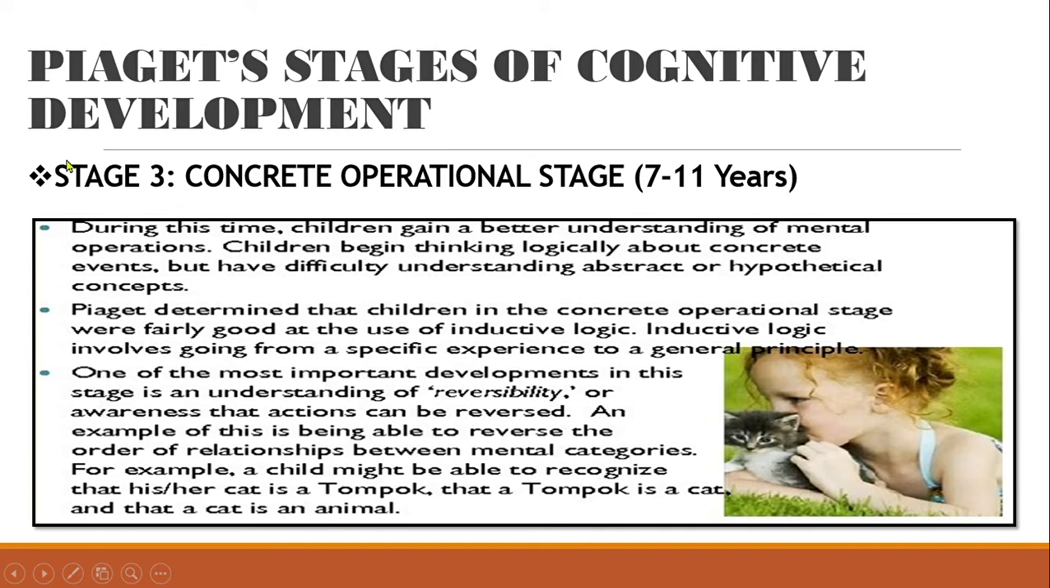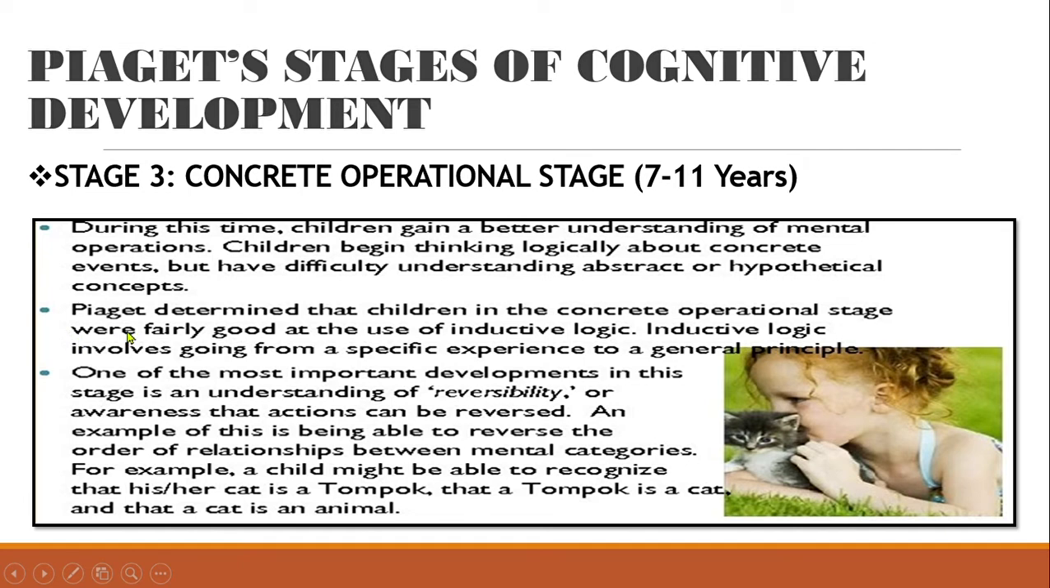So stage three is the concrete operational stage, from 7 years old to 11 years old. This is during their elementary years. During this time, children gain a better understanding of mental operation. Children begin thinking logically about concrete events, but have difficulty understanding abstract or hypothetical concepts.